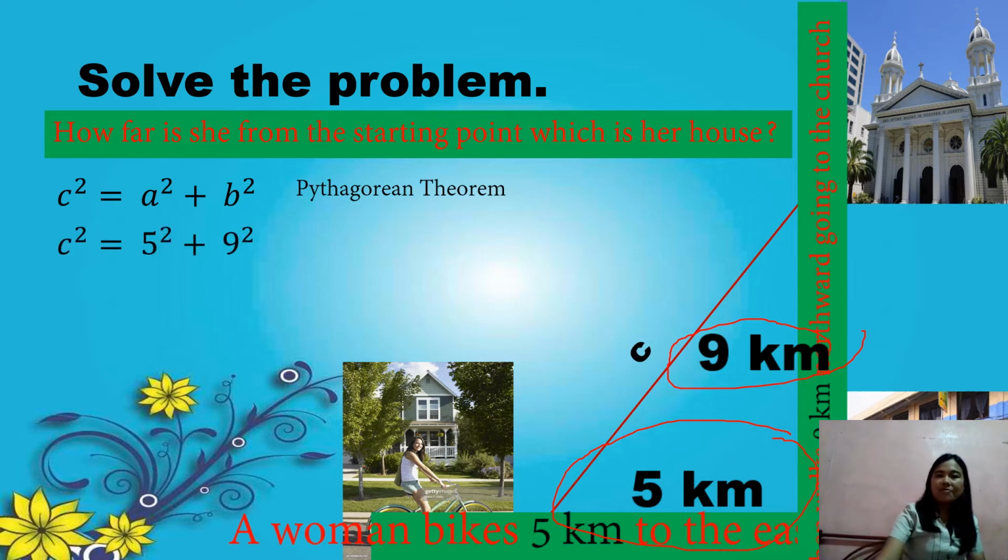So let's make use of the Pythagorean theorem. Substitute, so we have 5 squared plus 9 squared. Now, what is 5 squared? 5 squared is 25, tama. And then, what is 9 squared? Yes, it's 81. So, we will now add 25 plus 81 is 106. Now, we will be looking for C and not C squared.